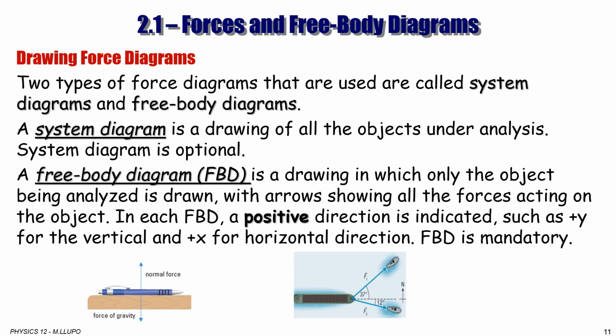In a free body diagram, a positive direction is indicated, such as plus y for vertical and plus x for horizontal direction. As I mentioned, a free body diagram is mandatory. So make sure that you draw a free body diagram on each problem that you solve. Otherwise, you may not get full marks. To draw a free body diagram, you have the coordinate axes x and y, set the positive direction for both of them, and then draw a dot. Very simple. Then draw the forces that are acting on it and label them.